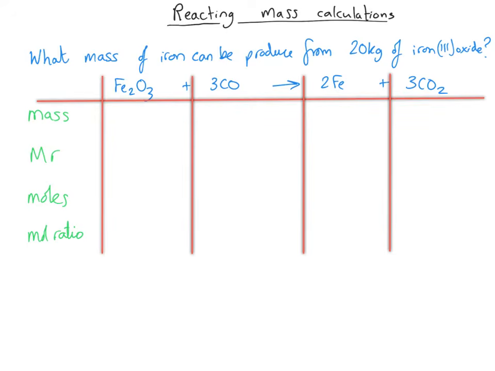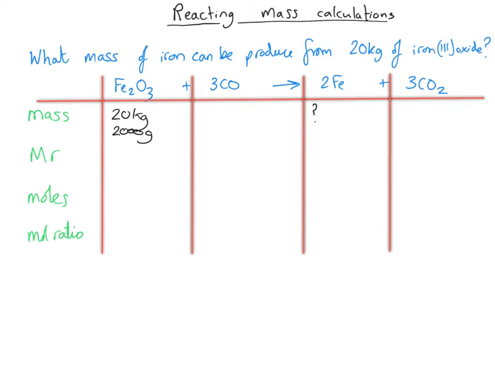So I'll change my colour to black for information that we know. So we know that we've got 20 kilograms of iron oxide, and we know that we've been asked to work out what the mass of iron is that we could produce. So we need to remember our moles, mass and MR relationship here. And so we know that mass needs to be in grams for when we do this. So this is 20,000 grams.